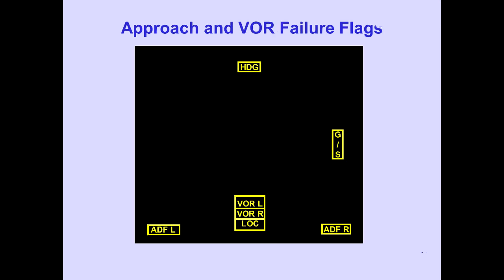Loss of valid information removes the affected symbol and displays an appropriate failure flag. These flags are associated with the approach and VOR modes. The location may vary depending if expanded or centered is selected. The flags are for heading, ADF left and right, and VOR or localizer.